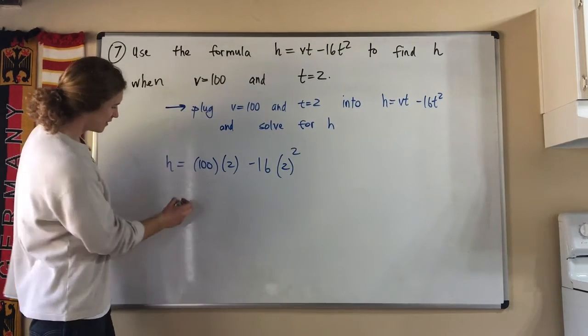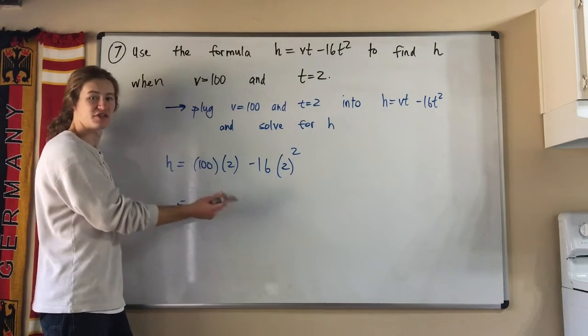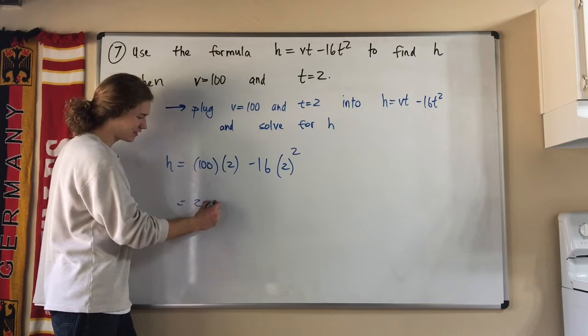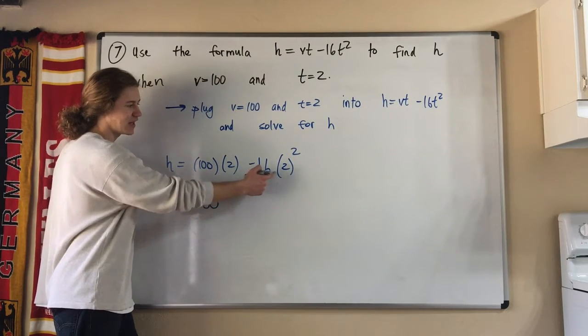So that's how I write it there. You can see it's already solved for h, I just need to compute what's on the right hand side. This is a numerical expression. 100 times 2, that's 200. Now we have minus 16 times 2 squared.